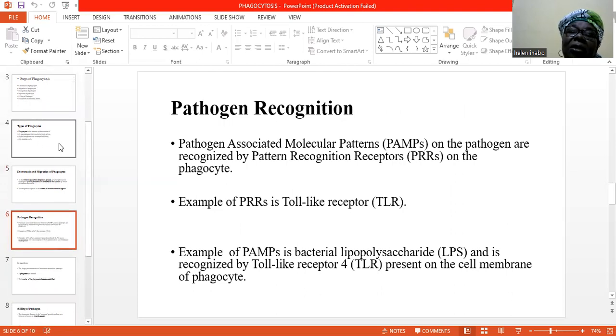On arriving at the site of infection, the phagocytes have to recognize the pathogens. On the cell surface of the pathogen are pathogen-associated molecular patterns, which have to be recognized by pattern recognition receptors on the phagocytes. Example of pattern recognition receptor is the toll-like receptor.